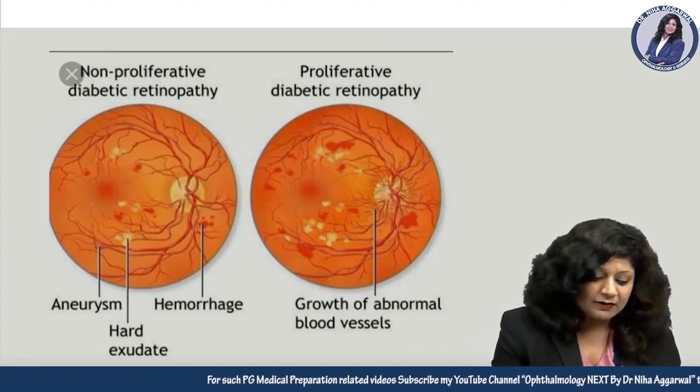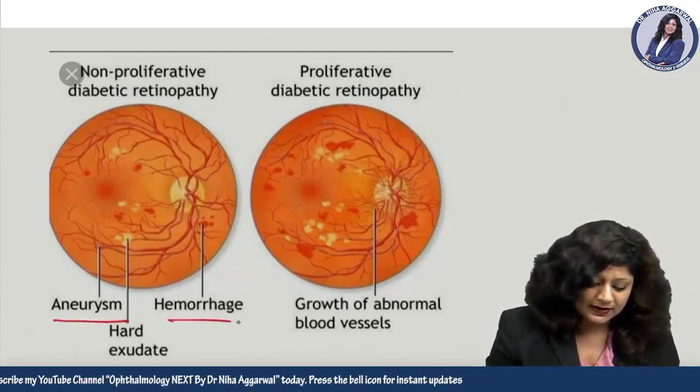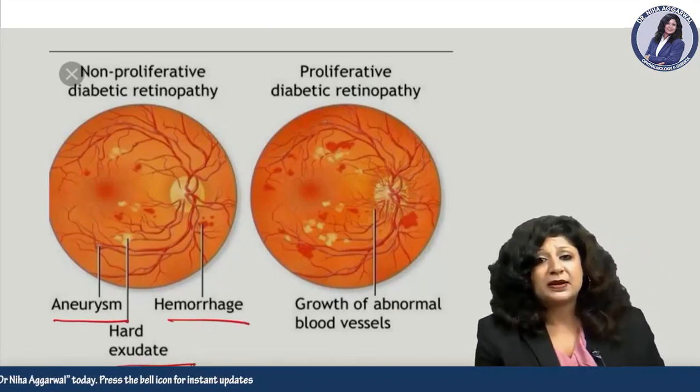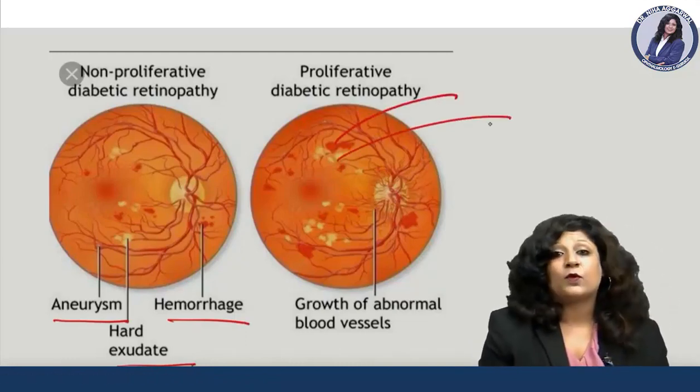Now if you see, what are the main differences? In NPDR also we have aneurysms, we have hemorrhages and we have exudates. Now similar things you are finding here also. We have hemorrhages, we have exudates. But what is the difference?